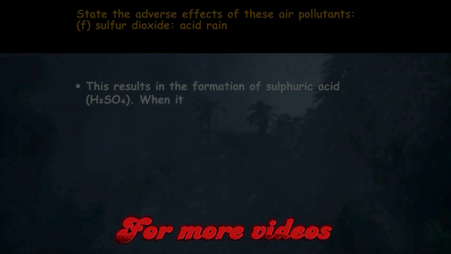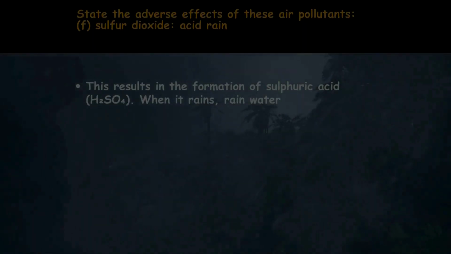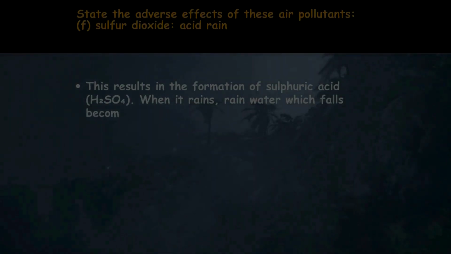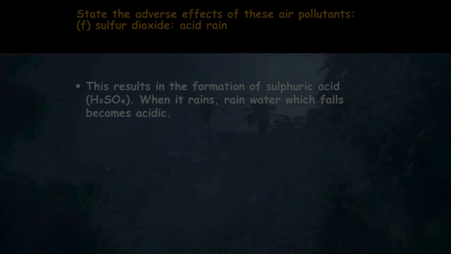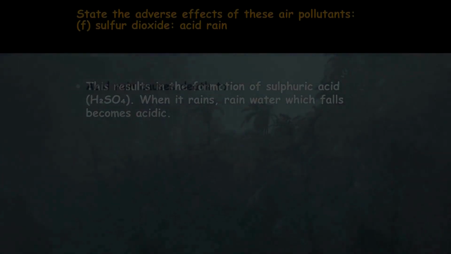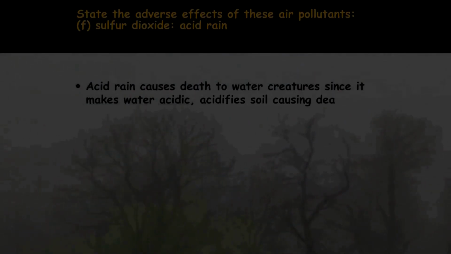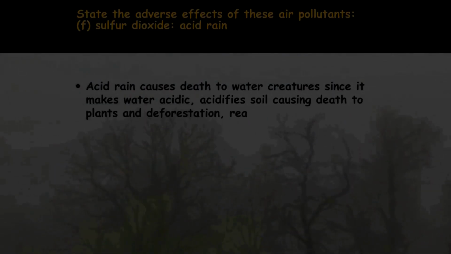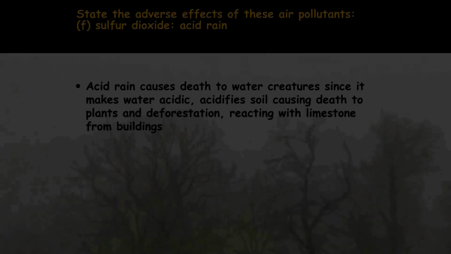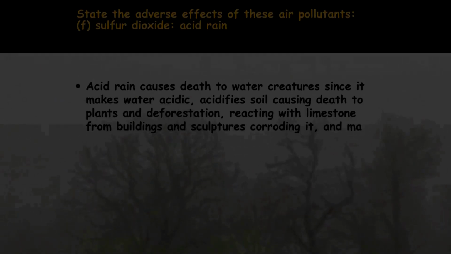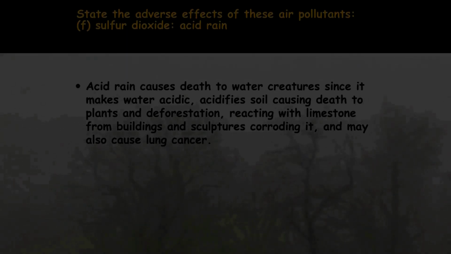Acid rain causes death by killing aquatic life, killing plants, or deforestation. It dissolves metal structures, causes chemical weathering of carbonate rocks and buildings, or reacts with limestone from buildings and sculptures, corroding it. Smog worsens asthma, causes breathing difficulties, or may also cause lung cancer.